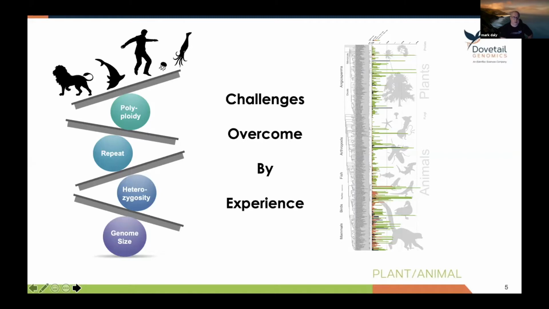There are several major challenges with de novo assembly, as you probably can appreciate, shown on the left.